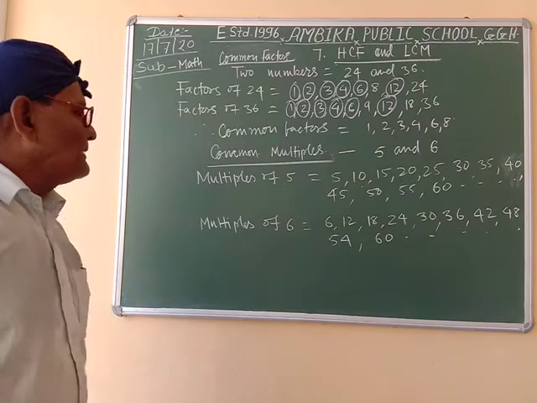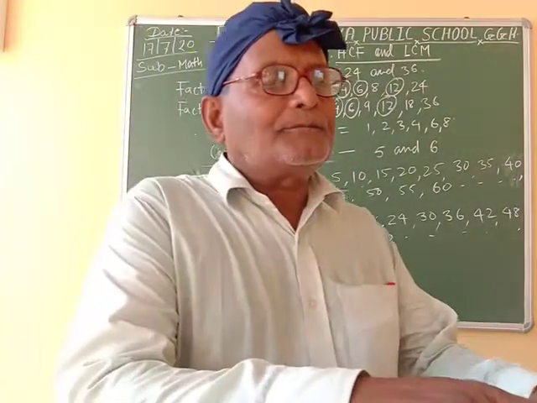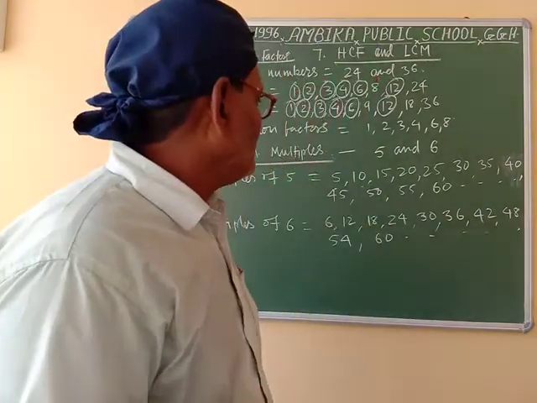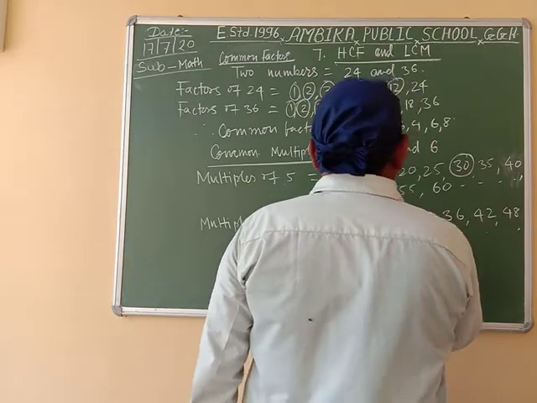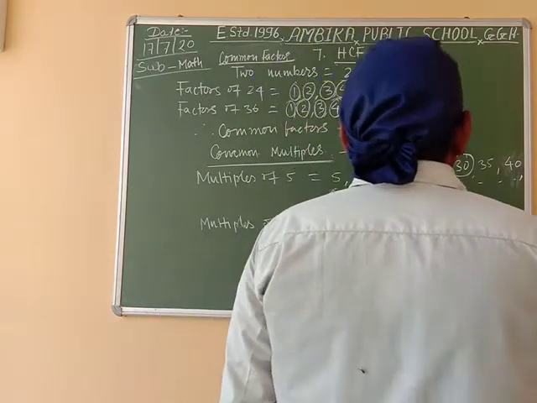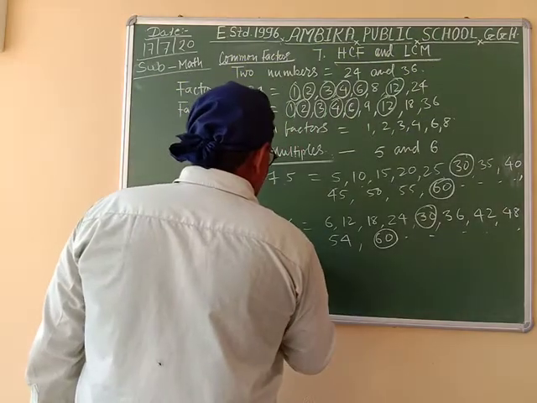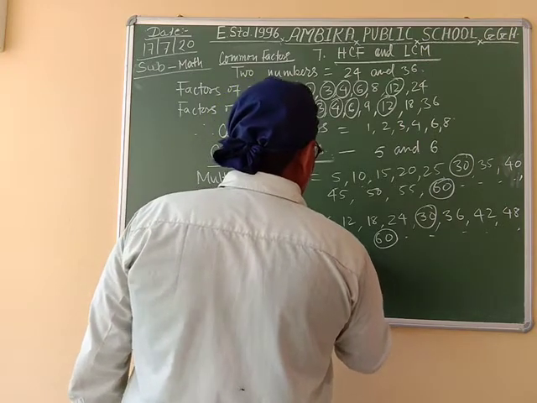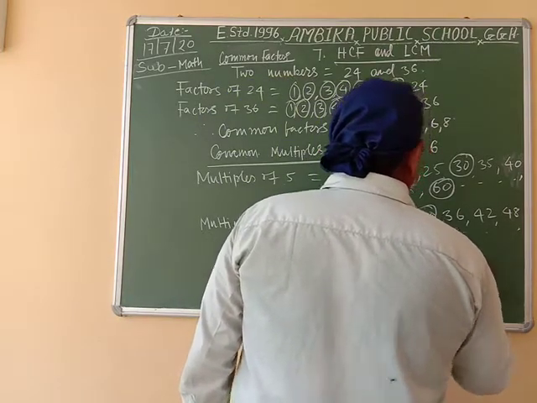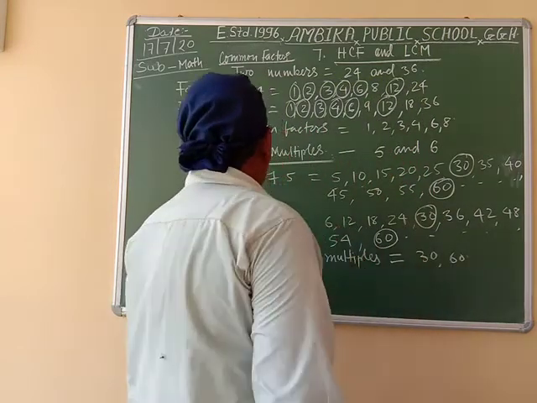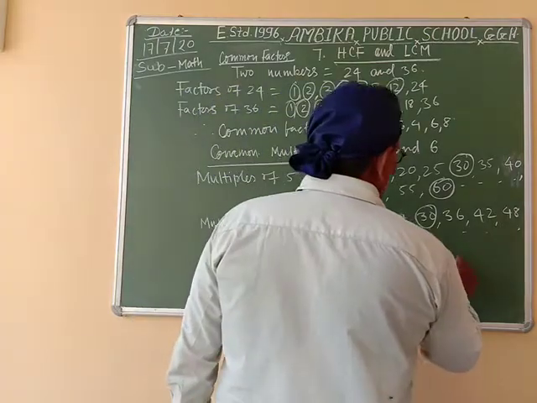Now we find the common multiples. Here we see that 30 and 60 are common. Therefore, the common multiples are 30 and 60, because these multiples are common in both the multiples of 5 and the multiples of 6. So these multiples are called common multiples.